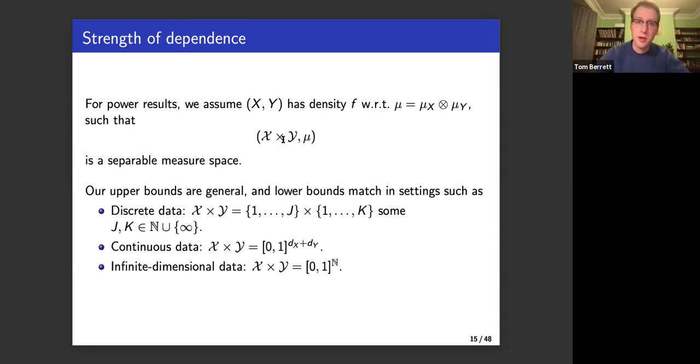You can probably tell from the notation that this general framework encompasses a lot of different settings. The main examples I'm going to be interested in are primarily with continuous data, but there are also some interesting things to say about the simple discrete problem. If you want to see other examples, you can go to the paper. So for example, we have something about infinite dimensional data in the paper.